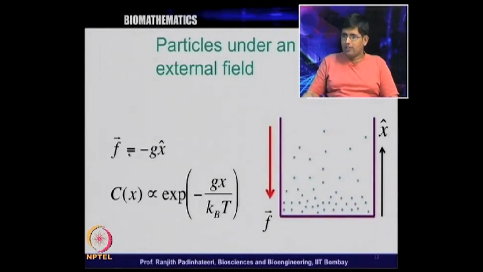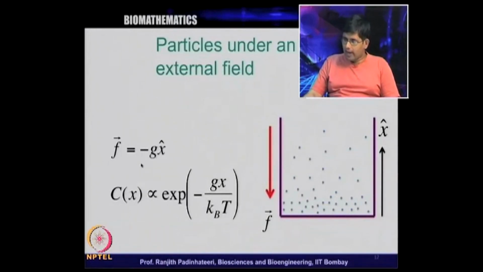Now let this force be minus G times x. Mathematically this force is minus G times x, where x is the distance from bottom to top. So x is the distance starting from the bottom to the top. So x cap has this particular direction and the force has this particular direction. So the force is acting downwards and the distance is going upwards. So F and x have opposite direction, that's why this minus sign.